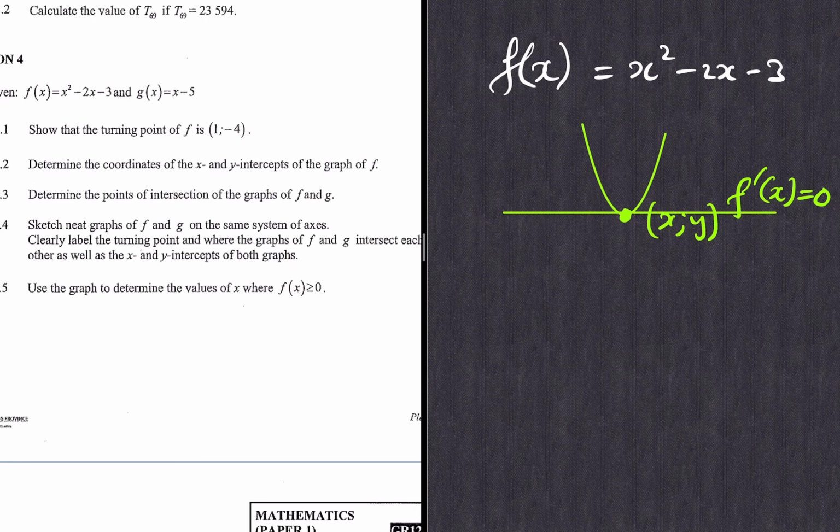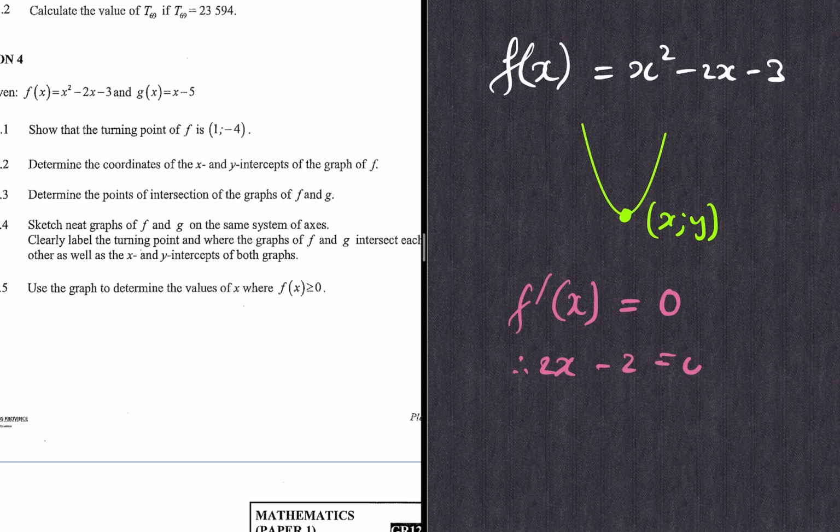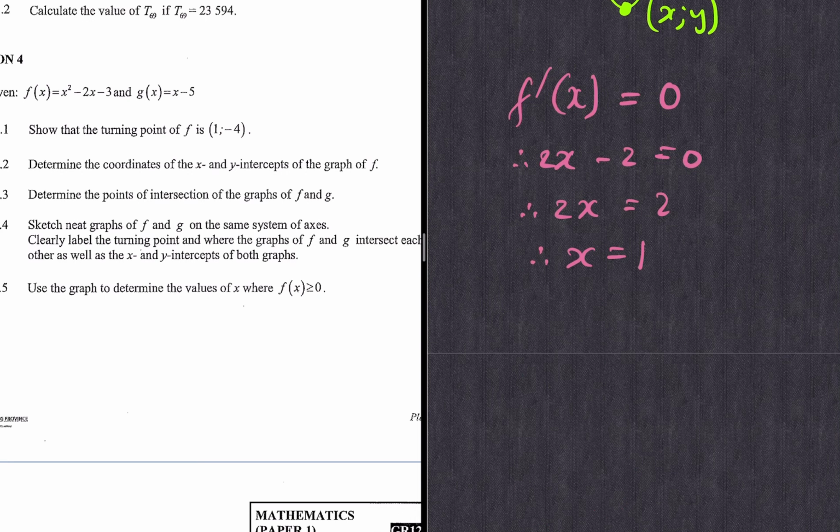How do you then get that point? You say, well, to get the turning point of any graph is to derive it, which is going to be f prime of x equals 0. So if you derive this, it's going to give you 2x minus 2 equals 0. Therefore, 2x equals 2, and you solve this linear equation by dividing both sides by 2. You're going to arrive at positive 1. Then you substitute x into the given polynomial, which is going to give you minus 4.